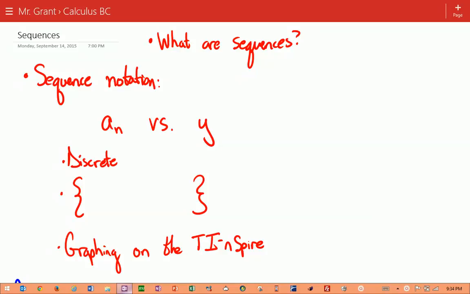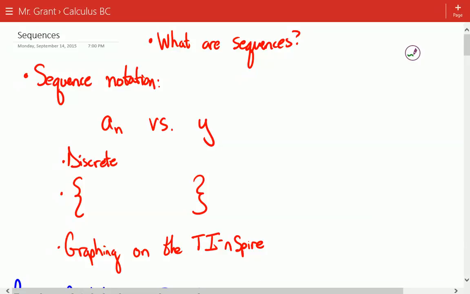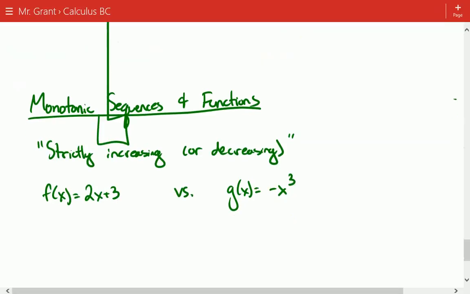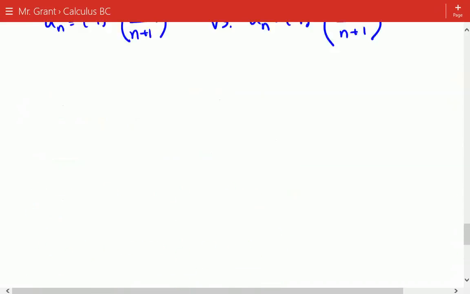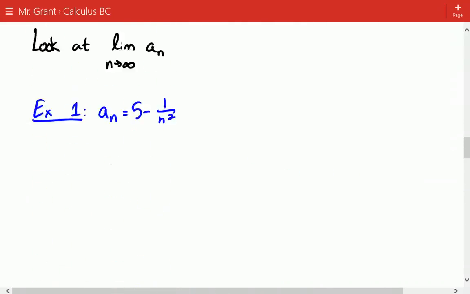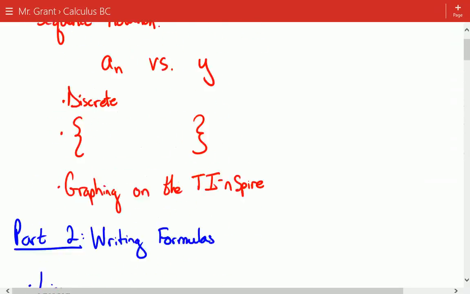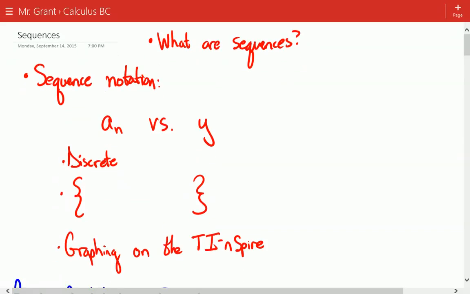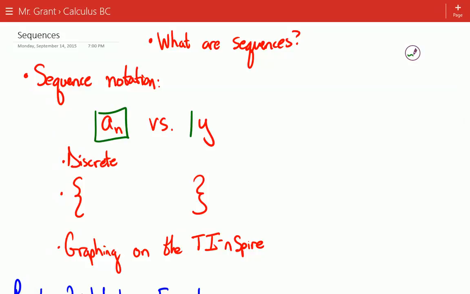So, sequence notation first. Sequences are usually written using a sub n instead of y. And if you see that a sub n notation, it means that your equation or your points are going to be discrete. Remember, it's discrete versus continuous.